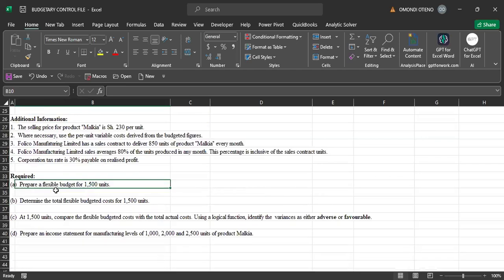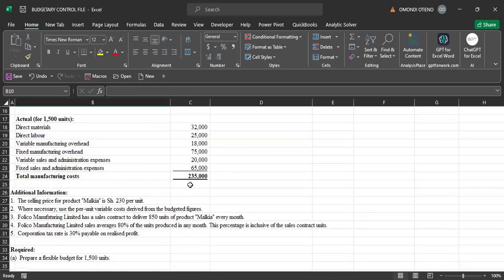What are we required to prepare here? So required, number one, prepare a flexible budget for 1,500 units. Determine the total flexible budget cost for 1,500 units. At 1,500 units, compare the flexible budget cost with total actual costs. Using a logical function, identify the variances as either adverse or favorable. Good. So let's see what we are having here.